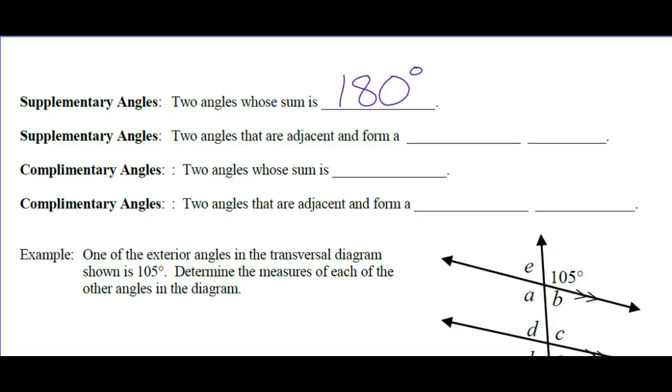So, supplementary angles. Two angles that are adjacent and form a straight line. 180 degrees is a straight line, right? A straight line has a measure of 180 degrees. Form a straight line.